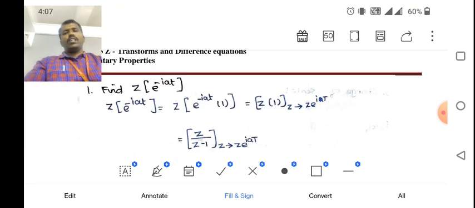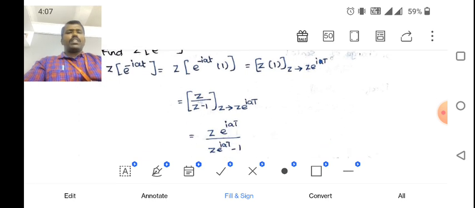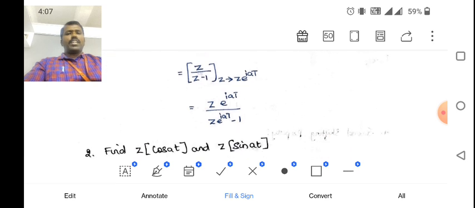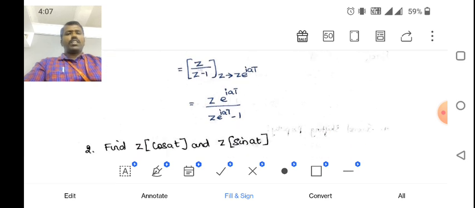Z of e power minus iat equals Z transform of e power minus iat into 1. Z of 1 with z tends to z e power iat. Z by z minus 1 with z tends to z e power iat, which is z e power iat divided by z e power iat minus 1.